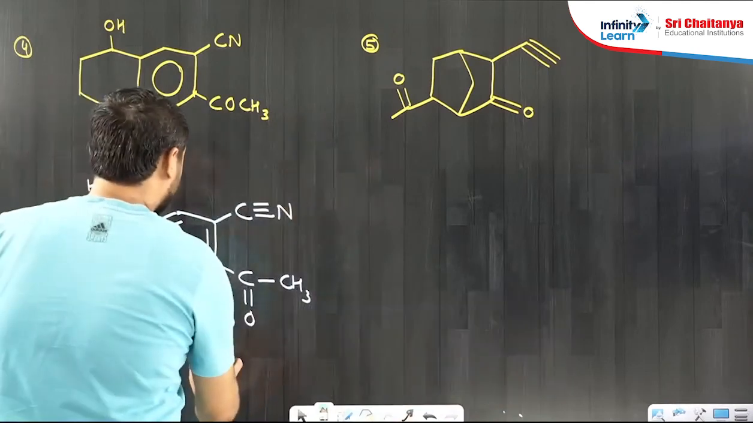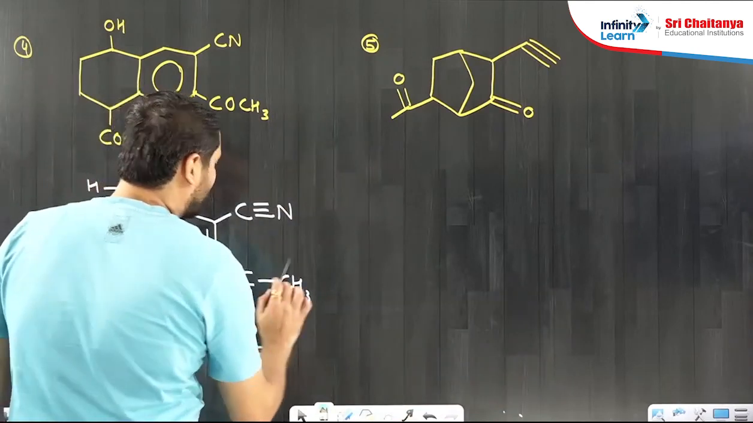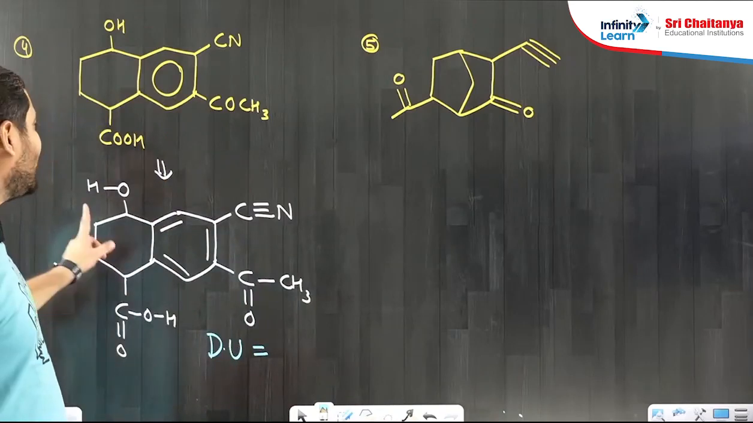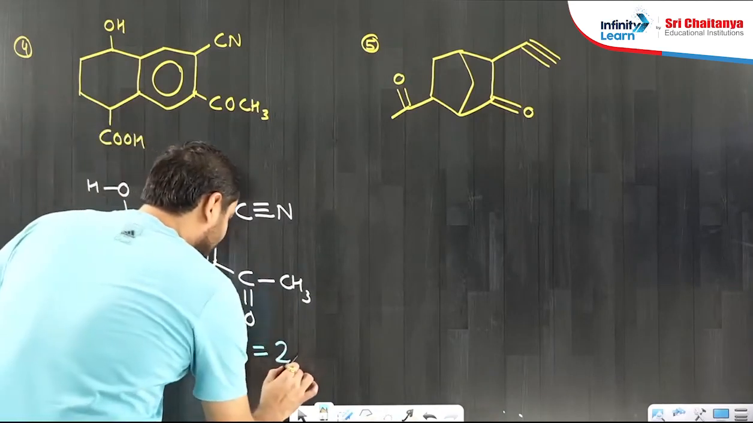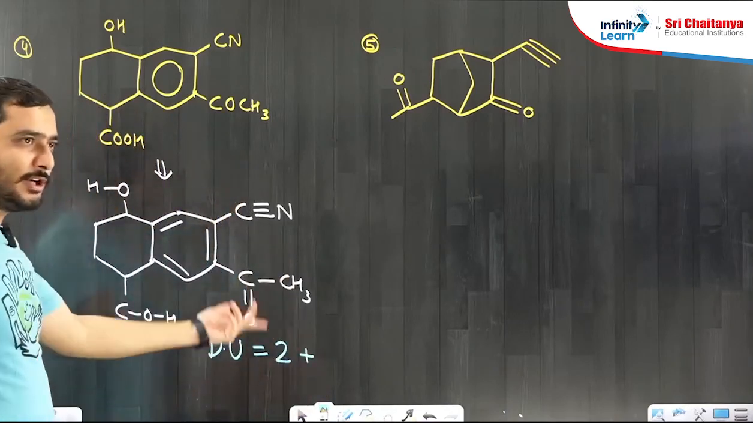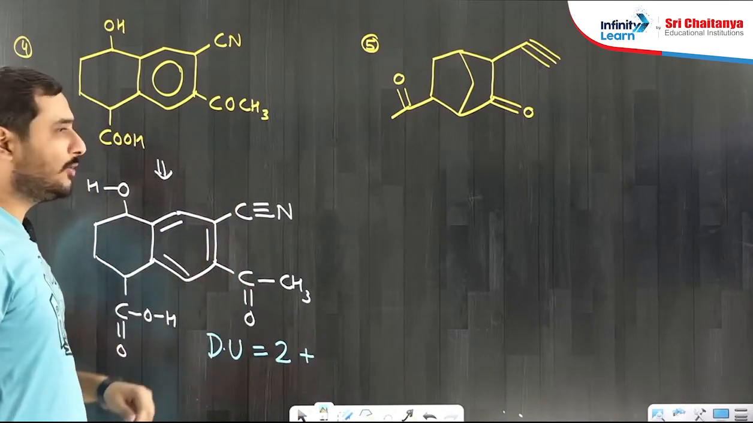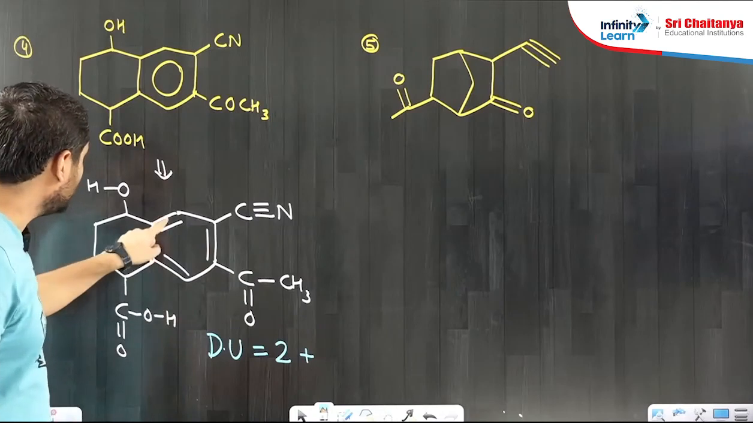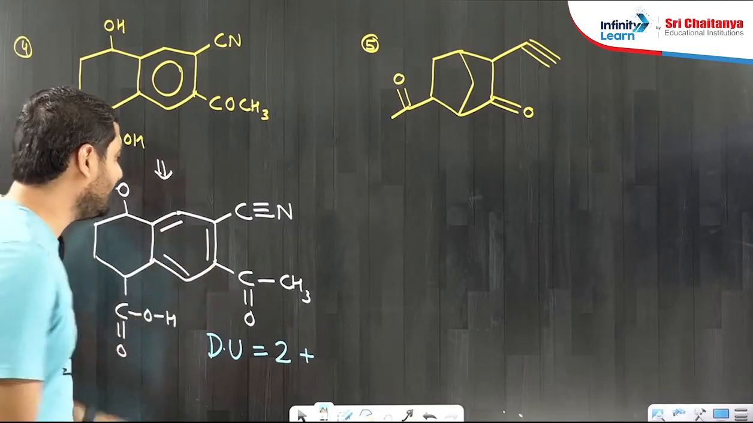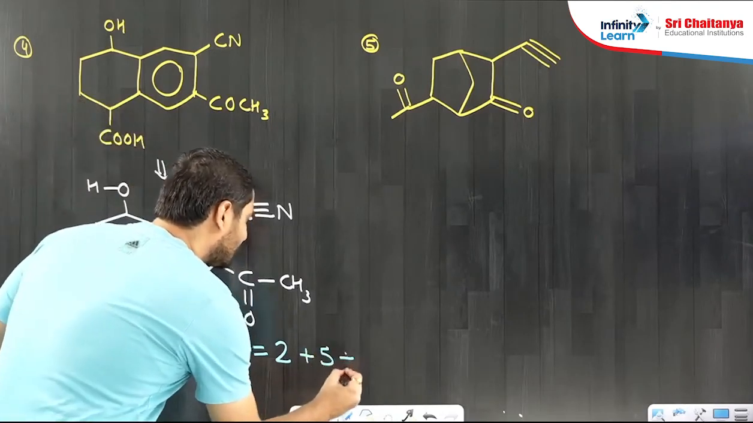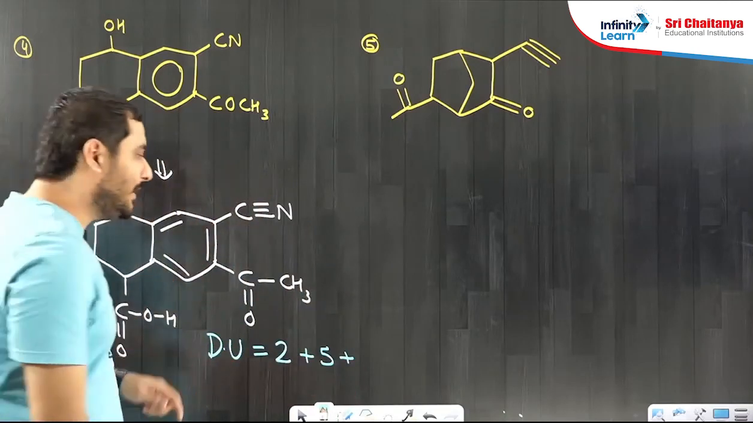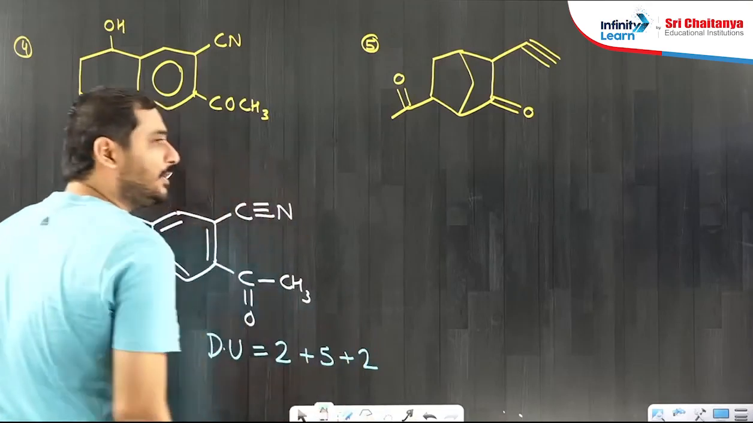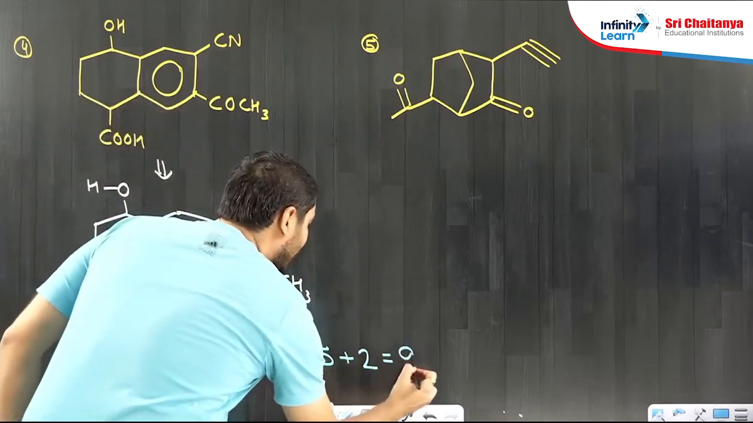Now find the total degree of unsaturation for this compound. First identify how many rings are present here. 1 plus 1, 2 rings are present. For 2 rings, degree of unsaturation is 2. Next you have to count how many double bonds are present. 1, 2, 3, 4, 5. 5 double bonds, plus 5. Now how many triple bonds are present? 1. For 1 triple bond, what is the degree of unsaturation? 2. So the answer you get is 9.